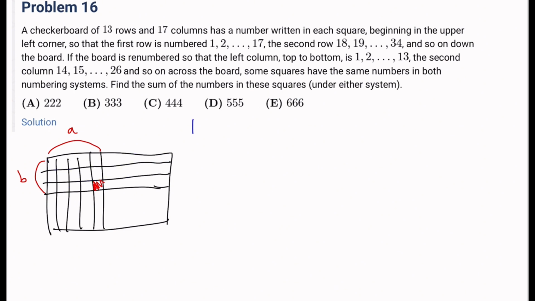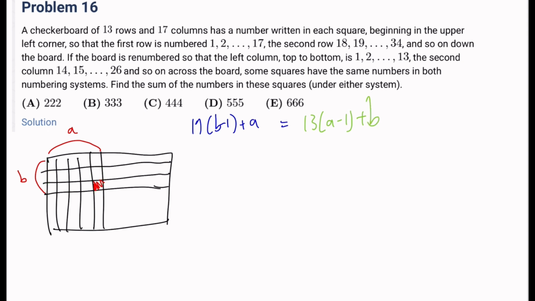So 17 times b minus 1, and then we have a more, right? So plus a. And then this is equal to, if we number it in the second way, so the left column top to bottom is 1, 2 to 13, so this is going to be something like this, and then we are going to come this much more, right? And so that will be a minus 1, yeah, so that will be 13 times a minus 1, because this long is 13, and so we have a minus 1 of them, and we have additional b more, because this is b, so plus b, right?